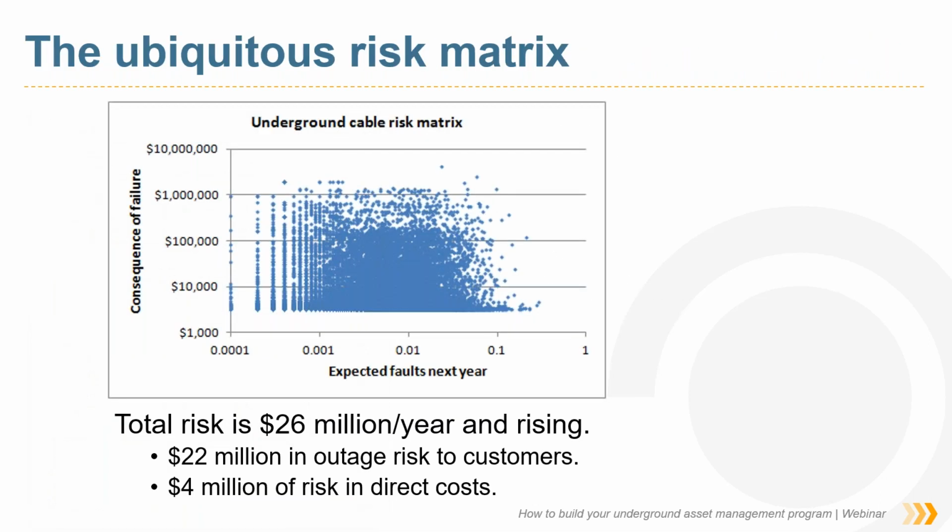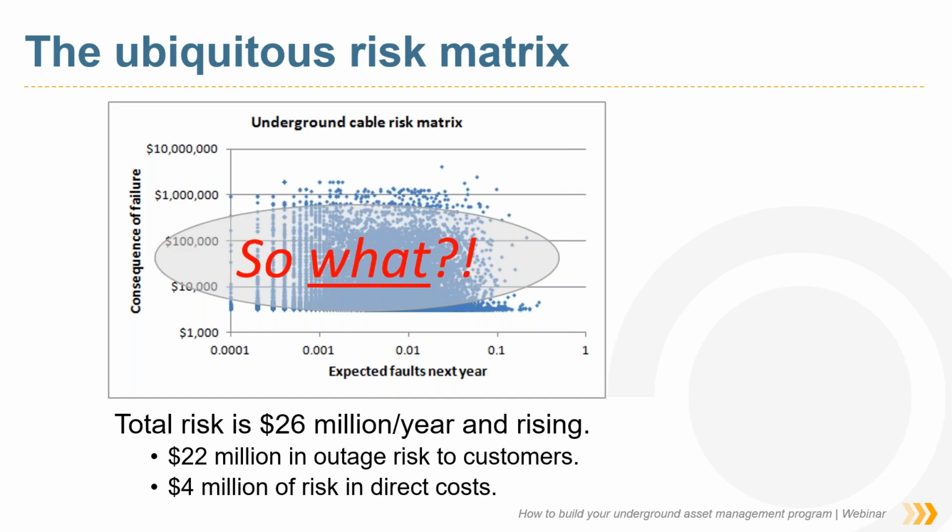All right, so now we've thought about consequences of failure and we've thought about probability of failure. And so in principle, we could plot each of our cable segments into this risk matrix. And I'm sure everybody has seen examples of this. It's very common in asset management. And I think it's a big step forward from where people are when they start. This is great information. Unfortunately, it doesn't answer the most important question. And the most important question is, so what? So I know what the risk is. What should I do about it?